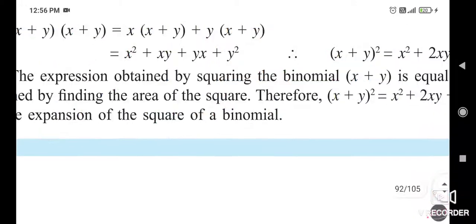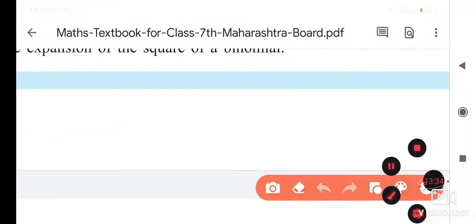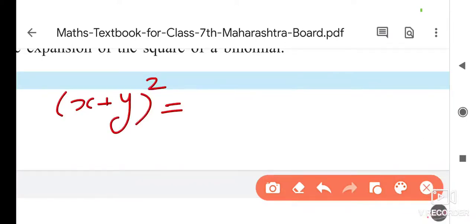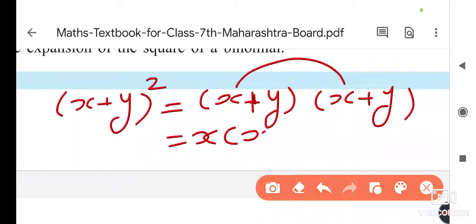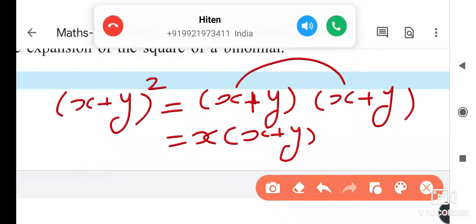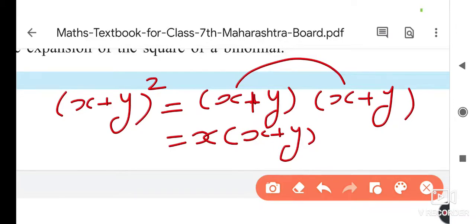Otherwise I will show you. (x plus y) bracket square is equal to, these two brackets we can write in this way also: (x plus y) and another bracket (x plus y). So as we know, the first term from this bracket, x, into the whole bracket, so x plus y, and the second term, y, into the whole bracket, multiplied with the whole bracket x plus y.